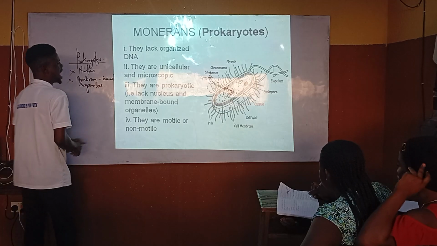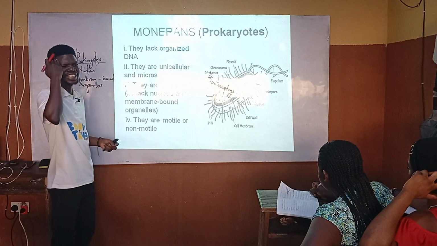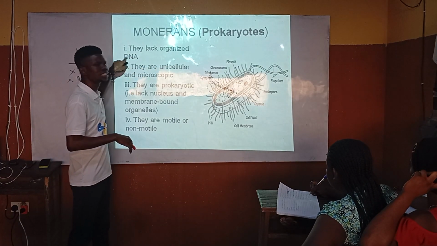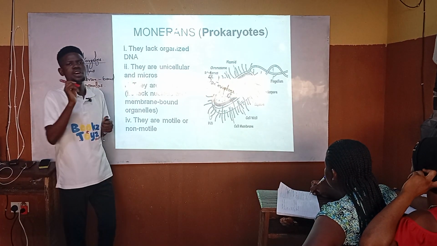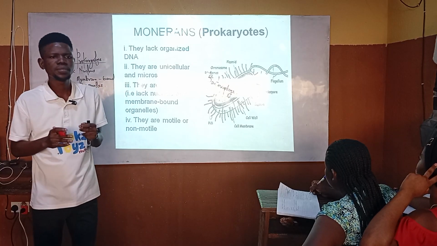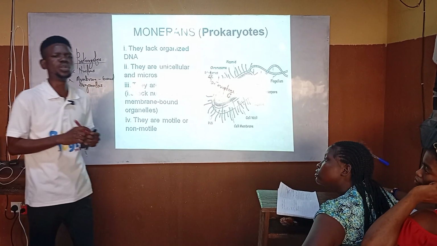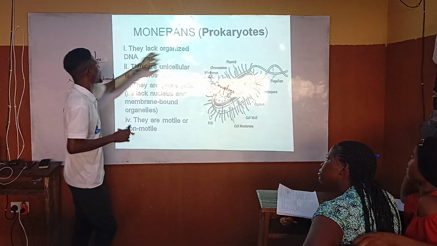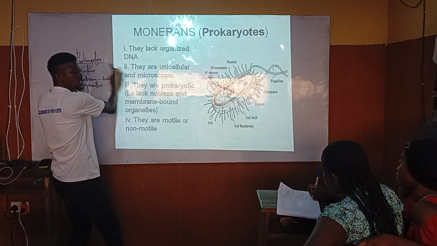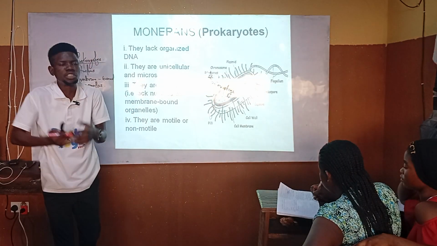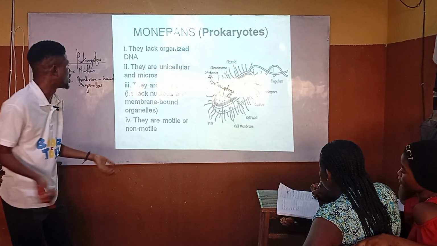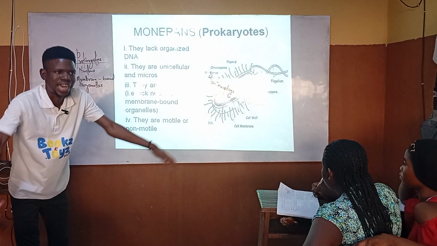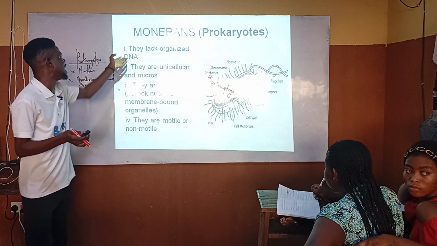Are we there, guys? Now, point number one, let's try to reason. Monerans, they lack organized what? DNA. Who can tell us where does the DNA reside in the cell? In the nucleus, thank you. The DNA is found where? In the nucleus. Now we said they are prokaryotes, meaning what? They don't have what? A true nucleus. So because they don't have a true nucleus, their DNA cannot what? Stay in the what? Nucleus. So their DNA is not organized, it's just scattered inside the what? Cell. So their DNA is not organized.